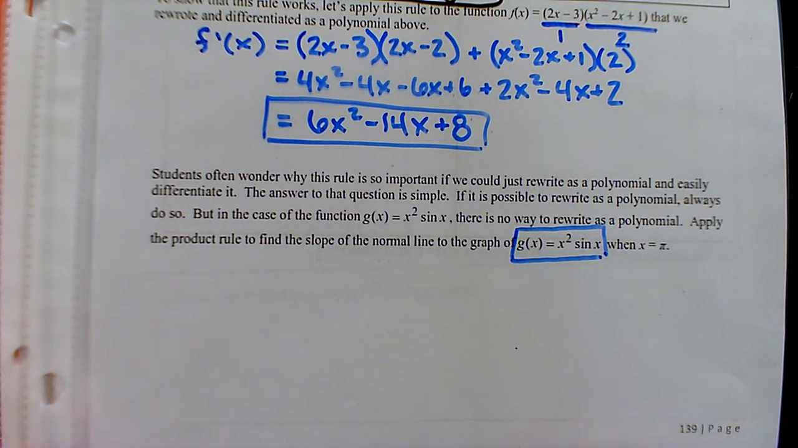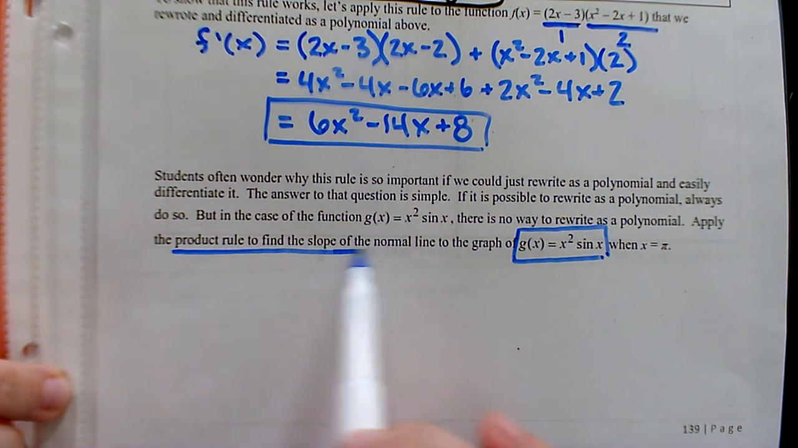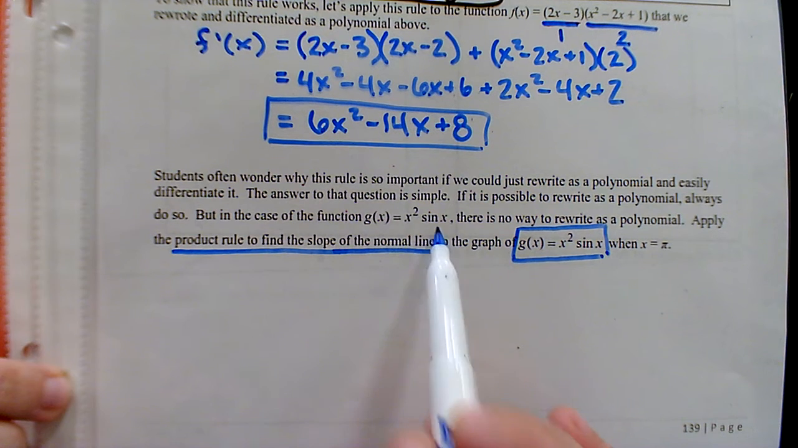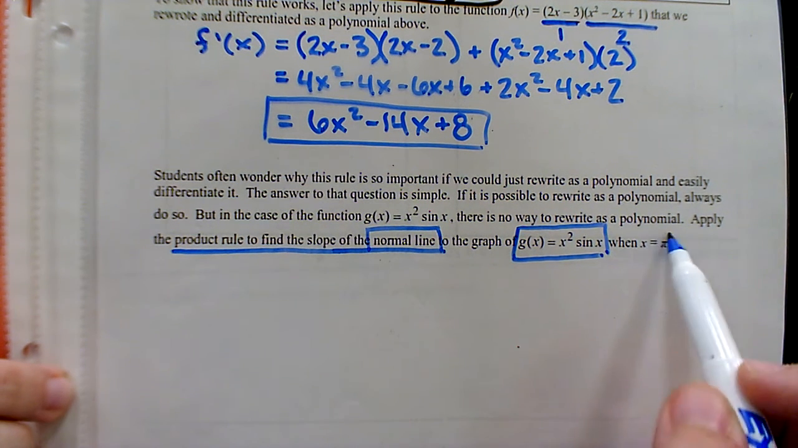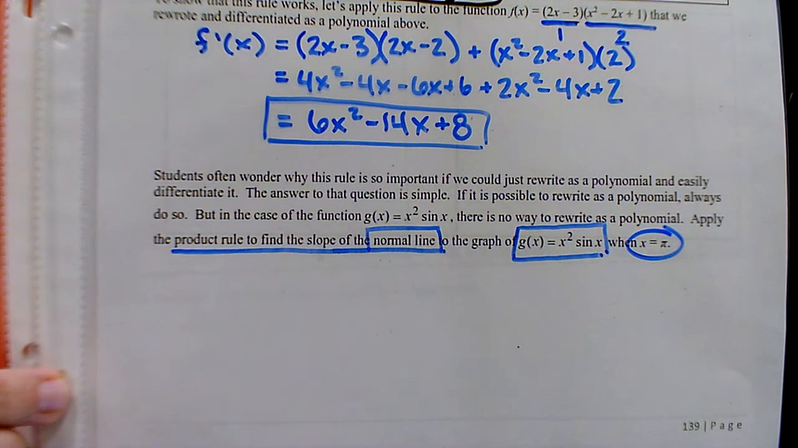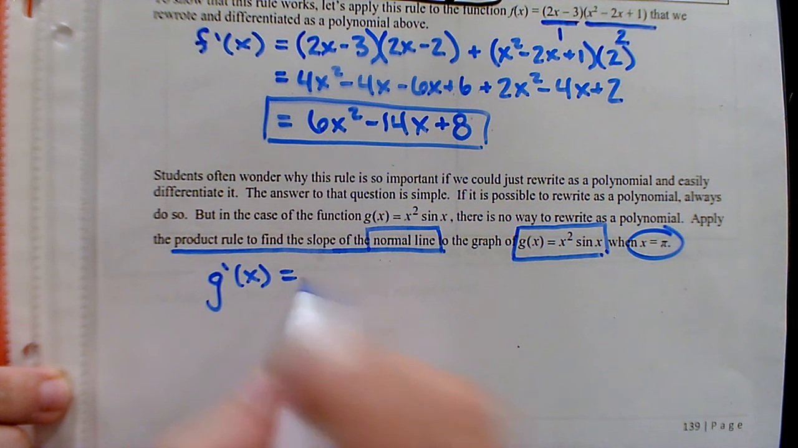So let's go ahead and try this one. It says apply the product rule to find the slope of the normal line. That'll come into play in a little bit. And we're looking at x equals pi. Let's just first use the product rule. We'll label g prime as our derivative. Can we label the two pieces being multiplied together?